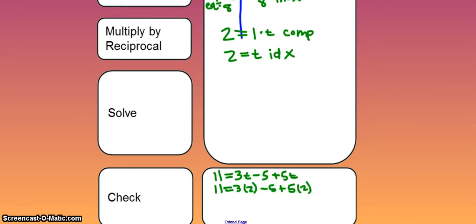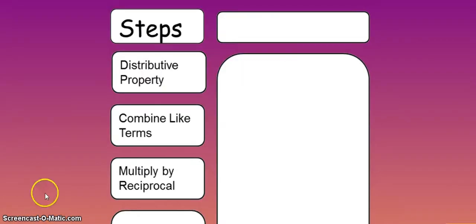Let me see if that's right. So first I'm going to do the multiplying. So 11 equals 6 minus 5 plus 10. 6 minus 5 is 1 plus 10. And 1 plus 10 is 11. So we get 11 equals 11. Check. It works. Woo! Alright, let's go on to the next problem.